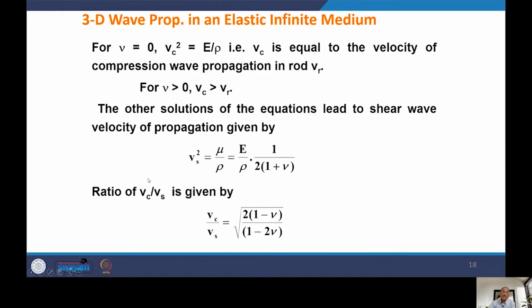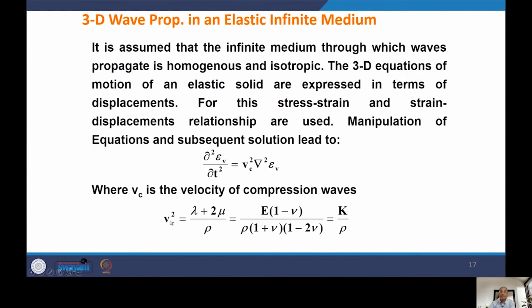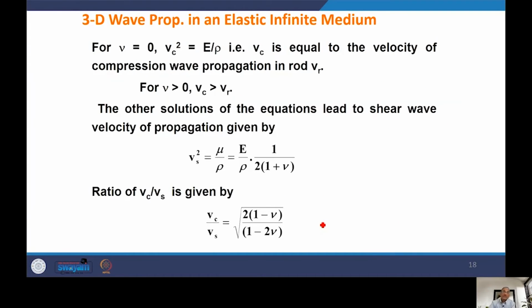Now the ratio of Vc and Vs is given by this relation. One thing I would like to emphasize here: Vc is many times represented as Vp. So Vc is the same as Vp, where Vp is called the P wave velocity. Because it is a compression wave, we have used the subscript P, but both are the same thing. So continue with that.